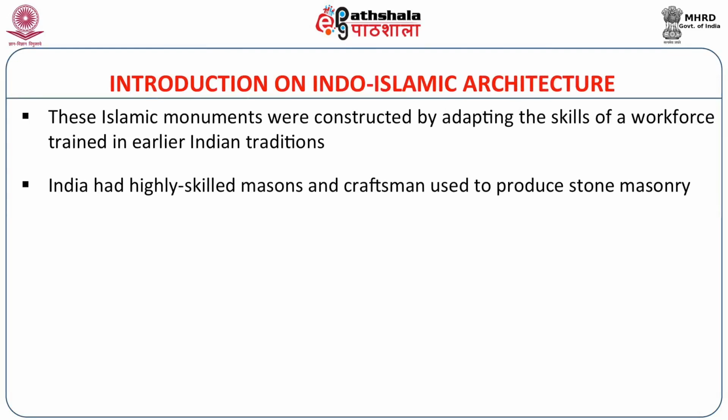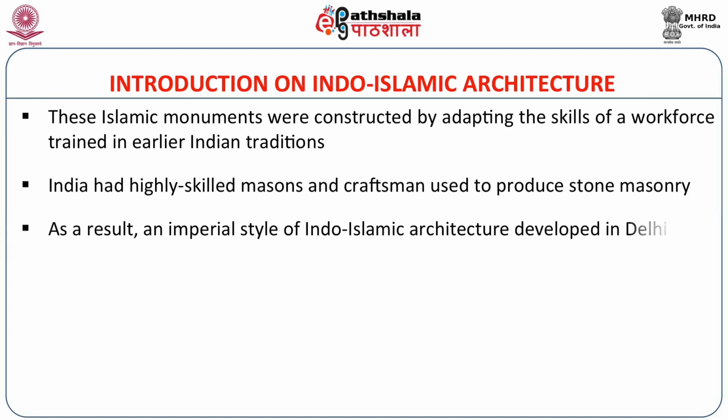And naturally, when a new ruler came into a new land and started to build their own buildings, they had to take the help of the existing native masons, who were used to building the pre-Islamic buildings in India. They were highly skilled masons and craftsmen, and they used to produce stone masonry. As a result, an imperial style of architecture was built in India, which combined both the existing Indian style and also the new style of the Islamic people, or I should say the Central Asian people, from where they had come.